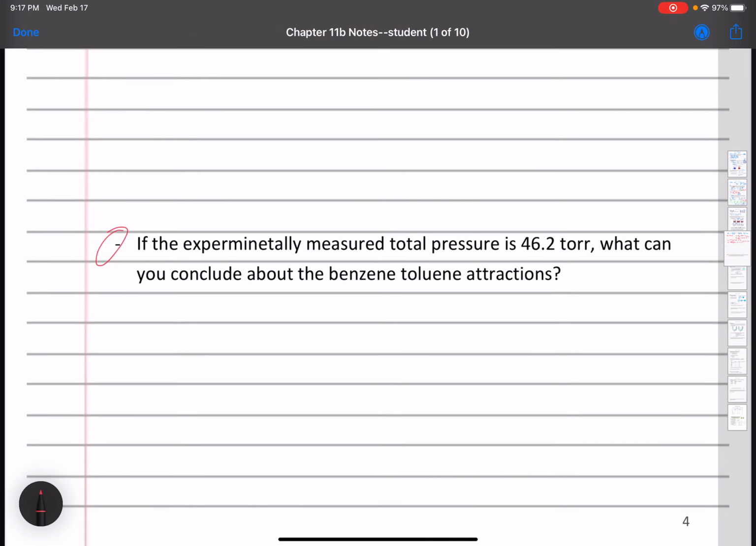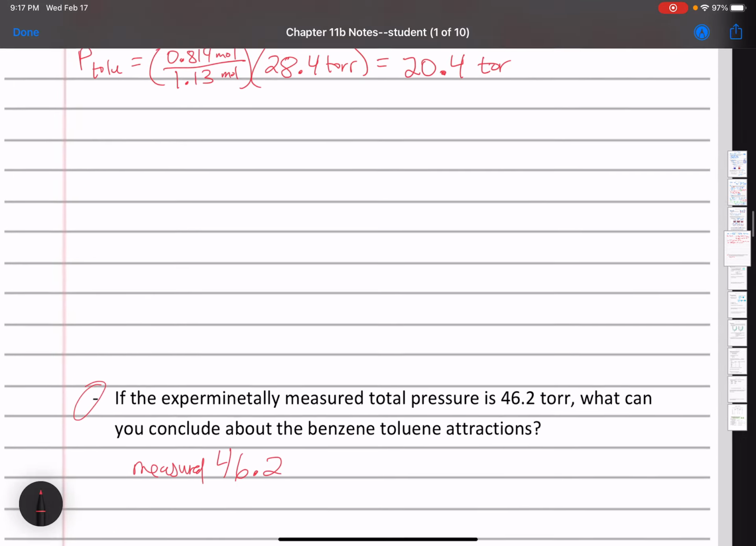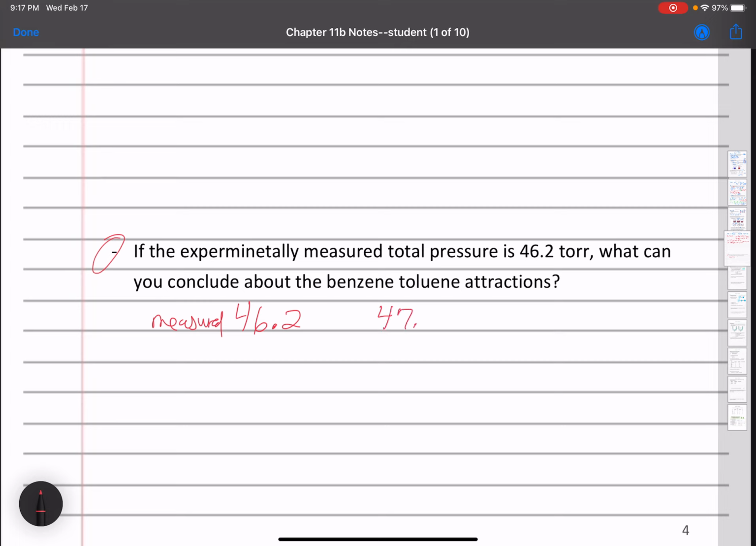All right, if the experimentally measured total pressure is 46.2 torr, so this is measured, what can you conclude about the benzene-toluene attractions? Well, what we calculated was 47.1 torr. This is essentially what it would be if this was an ideal solution, but it's not, because we don't measure it to be 47.1. What we measured it to be, 46.2, is less than 47.1. So if the vapor pressure is less than the ideal, it means that the attractions between the two are very strong.